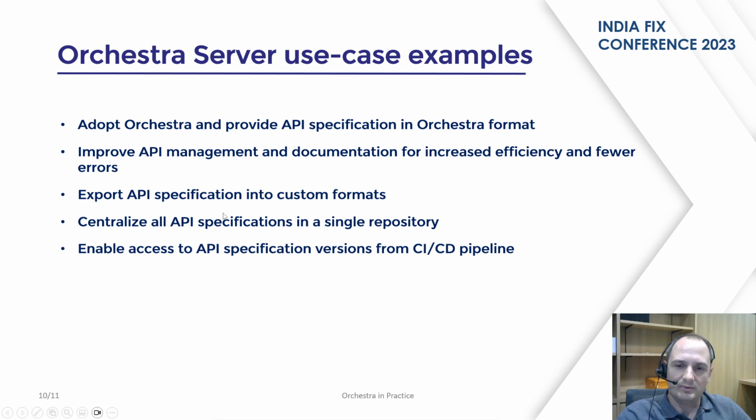We have also come across some use cases where some companies want to manage their API in Orchestra format. However, they also want to export it in various other formats, standard and custom ones. Such examples are some proprietary XML formats, for example, but also JSON schema.